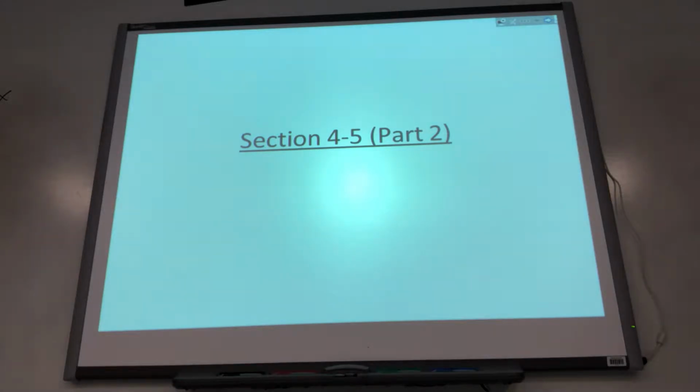I'm continuing in section 4.5 today. There's a little bit of graphing at the beginning of the notes, but then it stops, and you don't even have any graphing in the homework tonight.